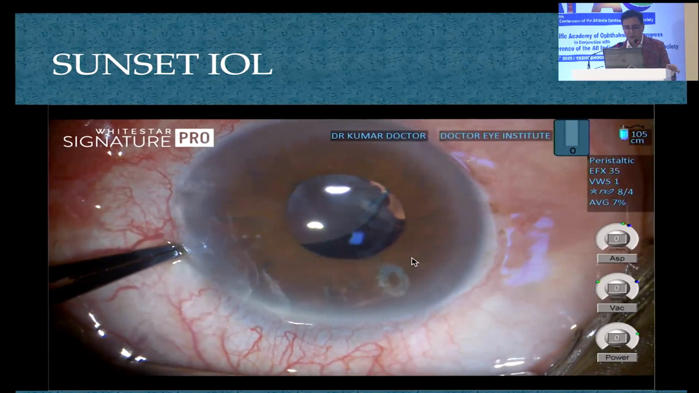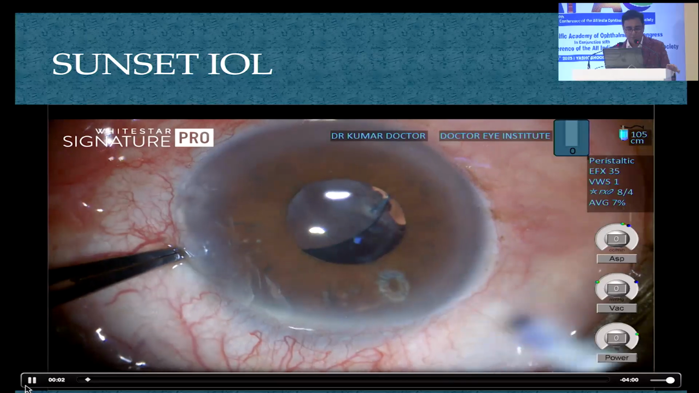Just a last case, the patient came like this. Now what are you going to do? Questions? Sorry.